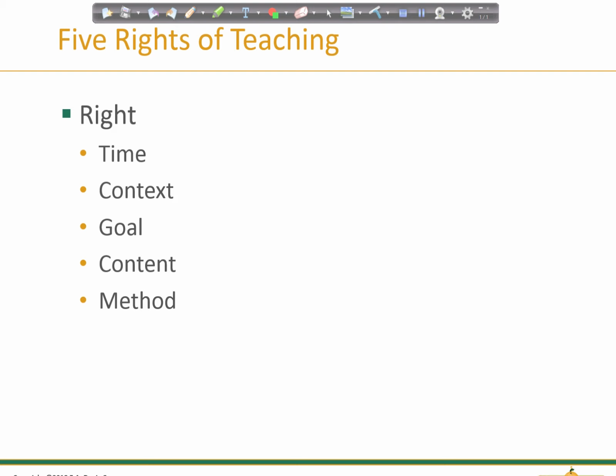And then the right method. Does the strategy fit the learning style of the learner? If you know they're a visual learner and you bring them a whole bunch of stuff to read, that might be a little overwhelming. Maybe something with some pictures. Making sure you understand what's best for the patient.